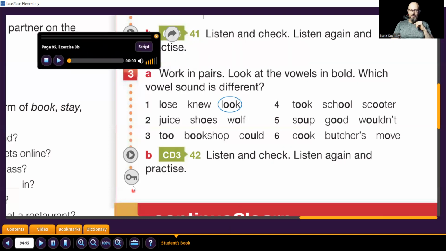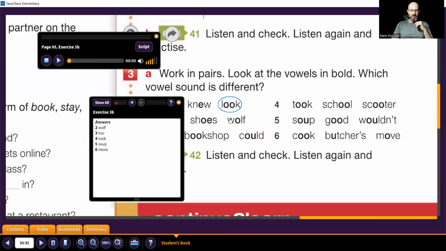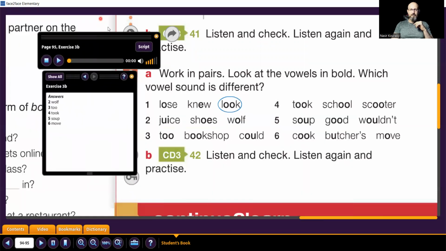Okay, guys, so now I give you the answer. Here's the answer. So here we have wolf, okay, and two, took, and sue, and move. Okay, so now you can repeat the video again, listen to the sounds again and again, and practice. Okay, so you know how to say them.